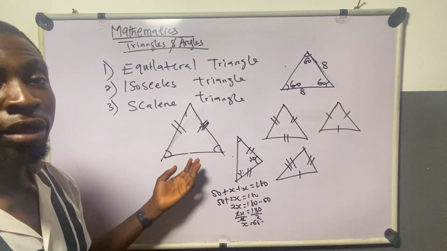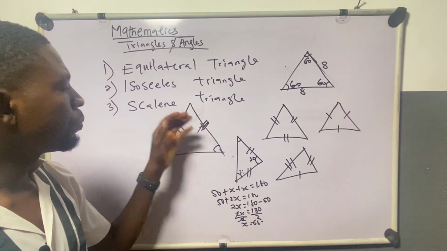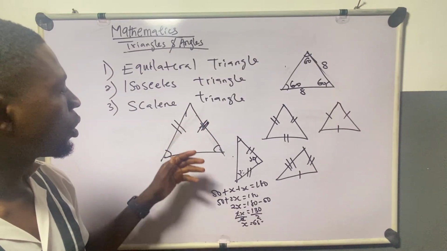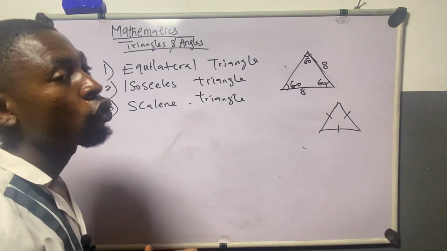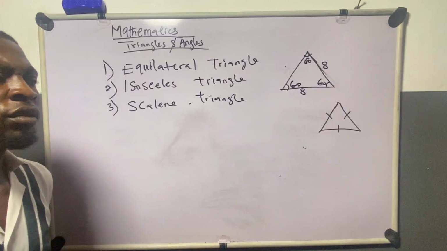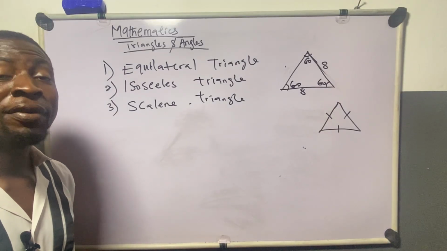The side that is not demarcated by any cut, whereas the two places shaded this way are equal. Now, scalene triangle: none of the sides is equal. In these triangles, we have what we call acute triangle, obtuse triangle, and reflex triangle.